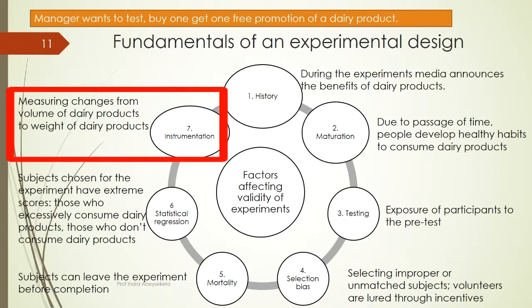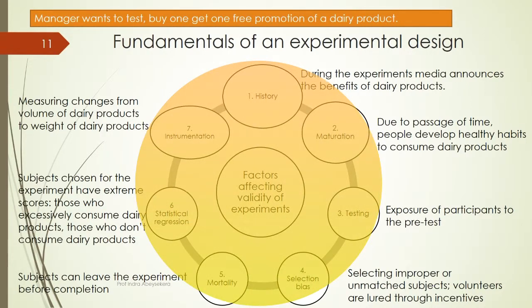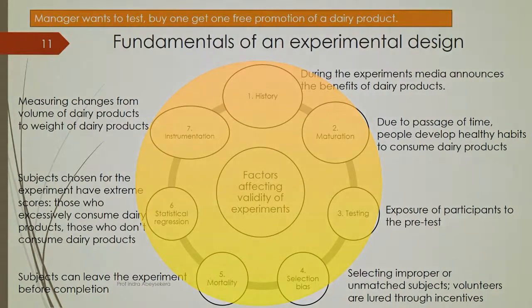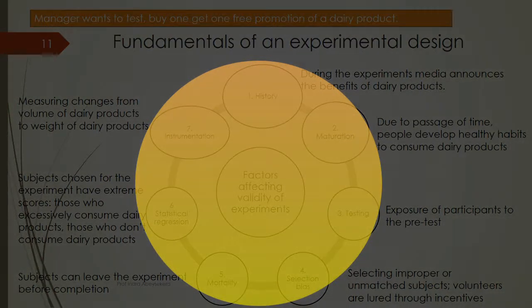Seventh, instrumentation effect. It could be that the measuring changes from volume of dairy products to measuring the weight of dairy products. So these are 7 factors that can influence the causality of an experiment, which we have to be conscious of while designing and conducting an experiment.